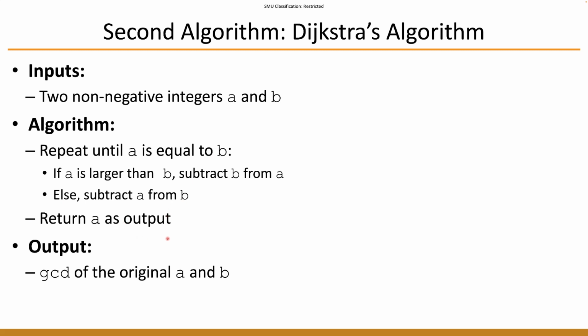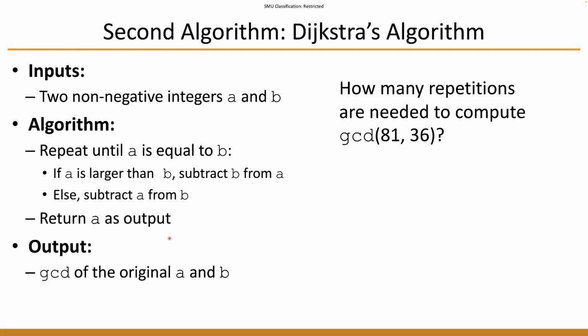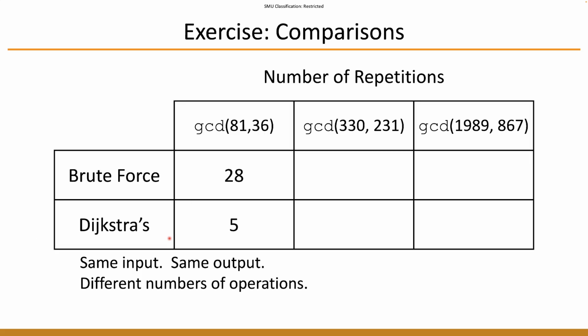A as an output. So using exactly the same example, 81 and 36, we can count the number of steps it takes you to eventually reach the final step. And as it turns out, you only need 5 steps, much more efficient, right? So this is probably a very simple exercise. Now we have two algorithms and we have a definition of the effectiveness of the algorithm, how efficient the algorithm is. We can actually try out different examples.